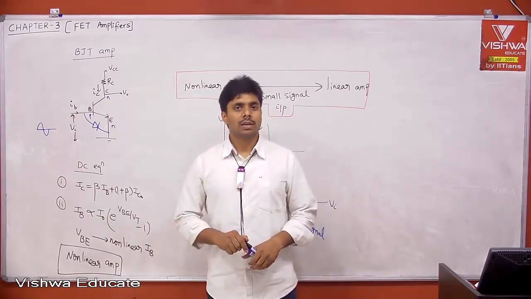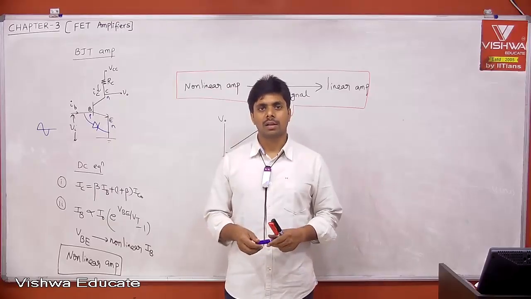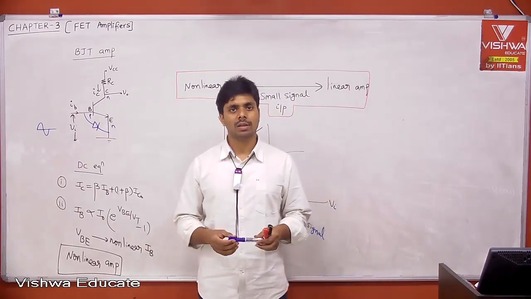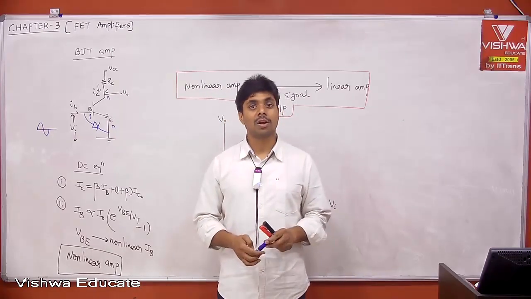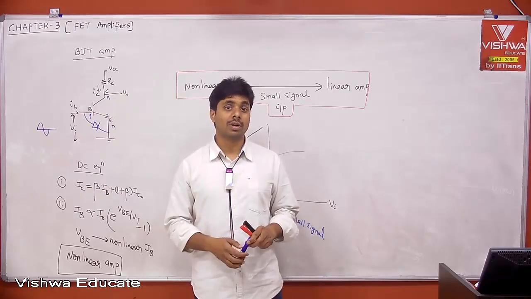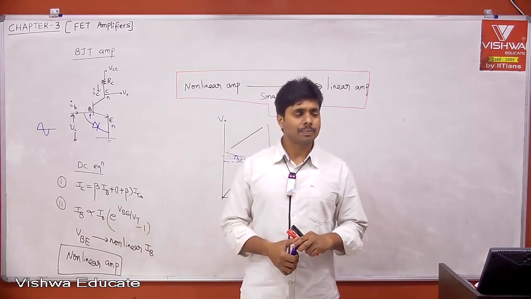Welcome back. In the last session, we were understanding amplitude distortion. What is the reason for amplitude distortion? The reason for amplitude distortion is non-linearity. If the system is non-linear, we will get amplitude distortion, which is not acceptable. Okay?